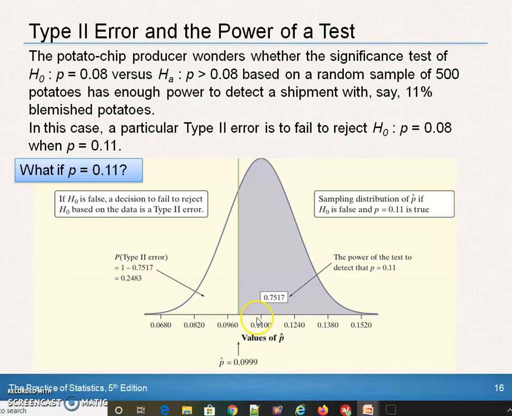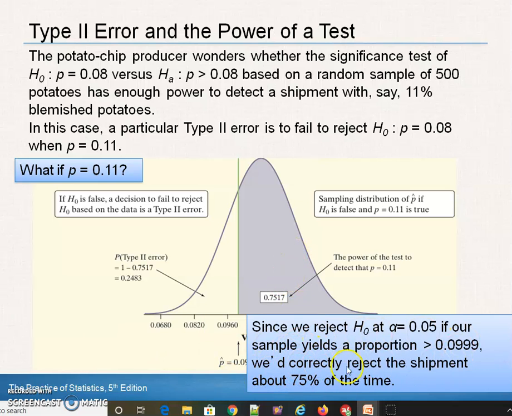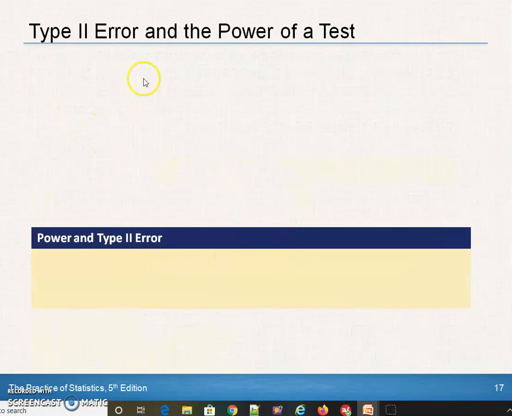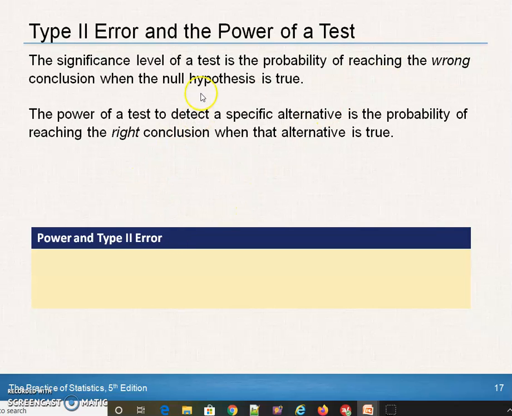So how did you choose 0.11? That's a good question. Maybe that's another one that you would get from your information because you know the job so well, instead of the 0.08, which is over here someplace. But that 0.75, the power of the test, tells you that we'd correctly reject the shipment about 75% of the time. This tells you how would you be correct to reject it. Anyway, it's pretty hard to figure out the power of the test.